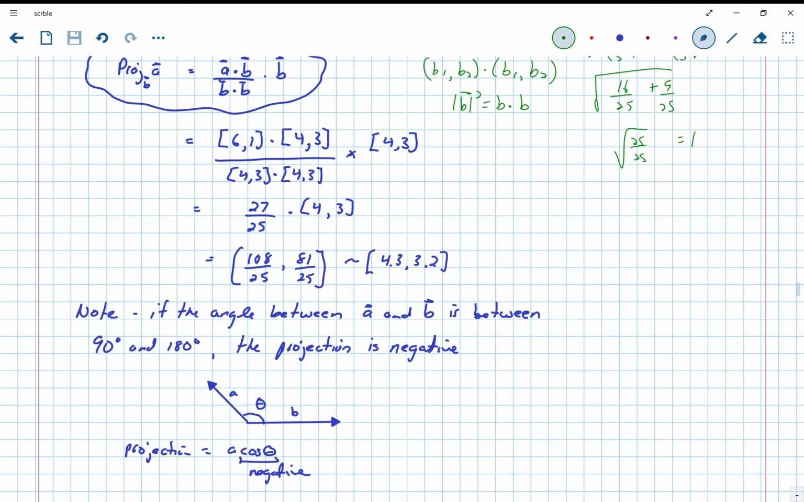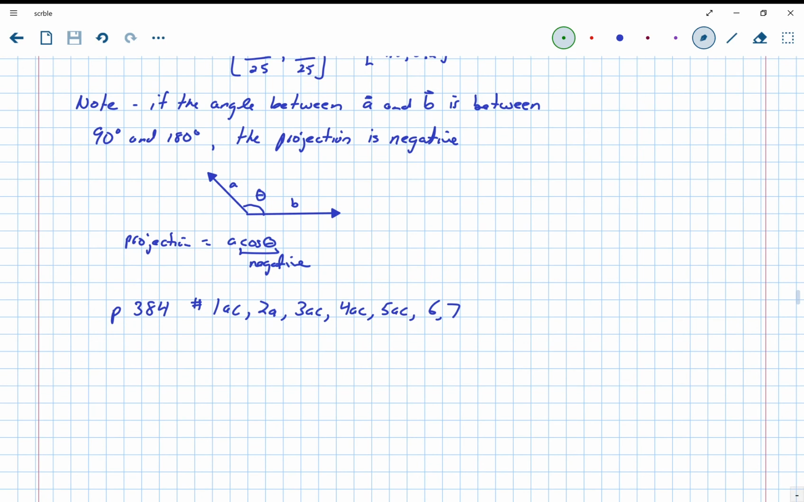Now note, if the angle between A and B is between 90 and 180 degrees, the projection is negative. We talked about this last unit. And there is your homework for today.